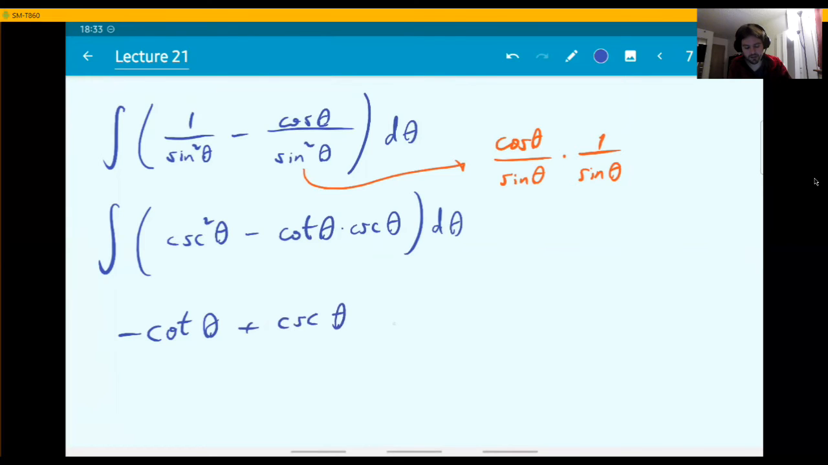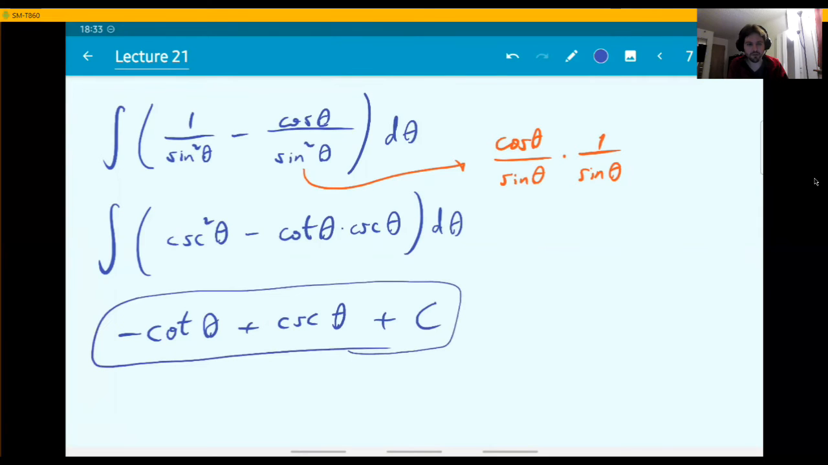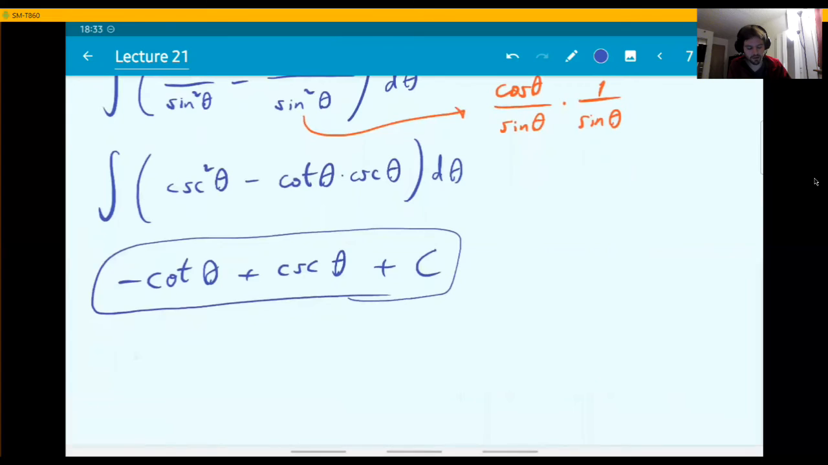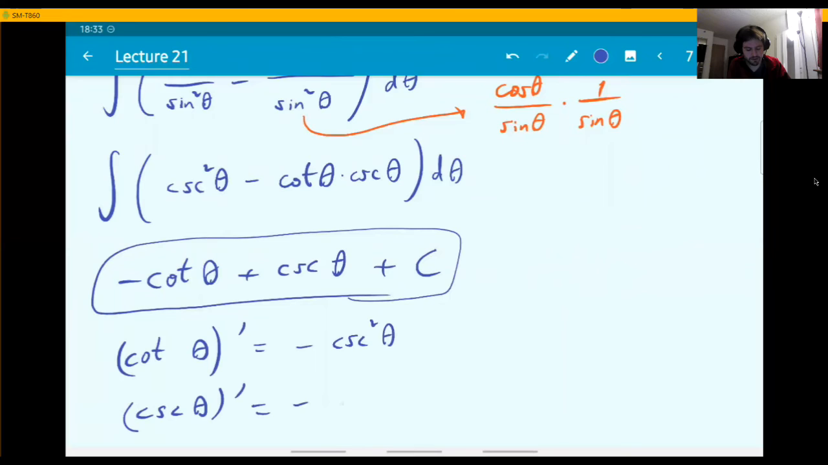So this is the answer, and technically plus C here because they just said find this integral. This is the final answer: minus cotangent plus cosecant. Once again, why? Because the derivatives of these, cotangent prime and cosecant prime, are minus cosecant squared and minus cosecant cotangent. It's useful to have these memorized by now because then you can recognize them when you see them inside of an integral like this. So this is the final answer here.